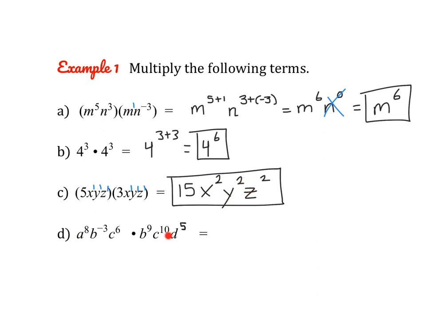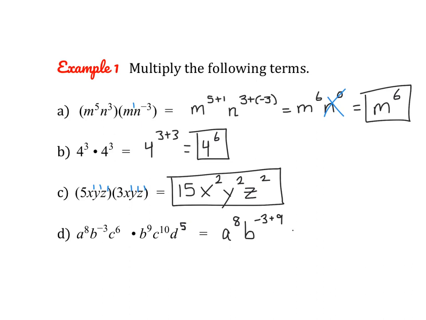Okay, let's do this last one. Here, if I'm going in order, I'll start with A's. However, you'll see that I only have an A term here. So it's going to stay the same, A to the 8th power. Now let's do our B's. I see we have -3 plus 9.